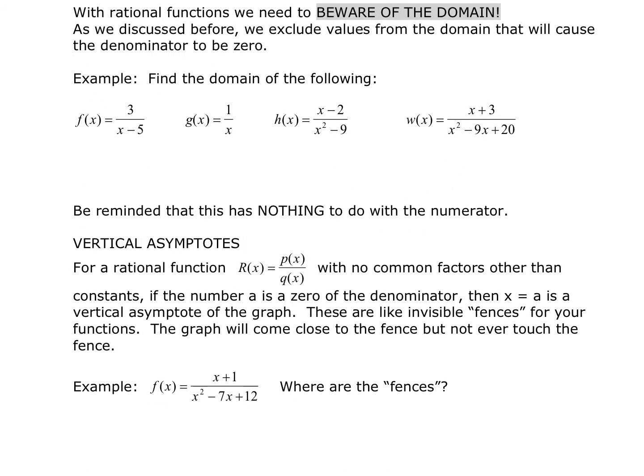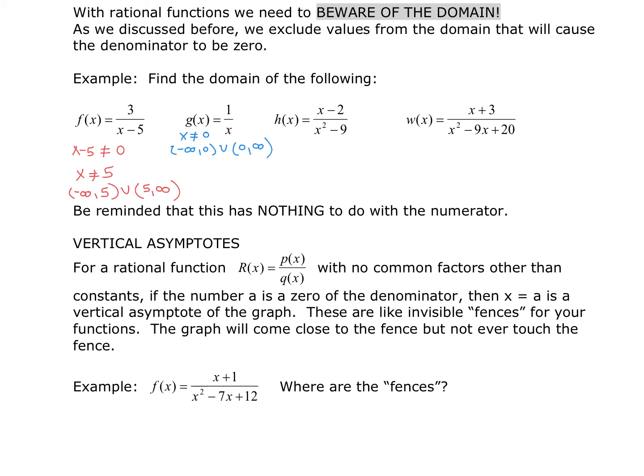So for f of x, we know that x minus 5 cannot be 0, so x cannot be 5. So we might say negative infinity to 5, union 5 to infinity. For g of x, we know x cannot be 0, so negative infinity to 0, union 0 to infinity is our domain.